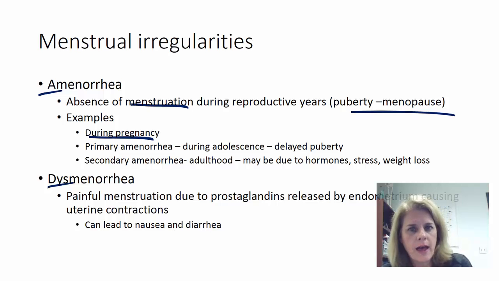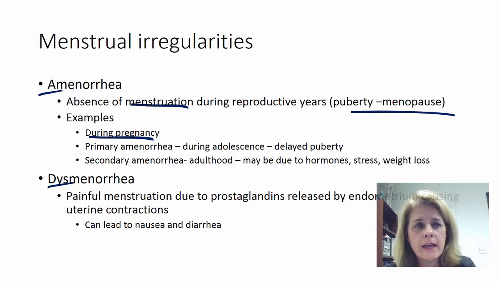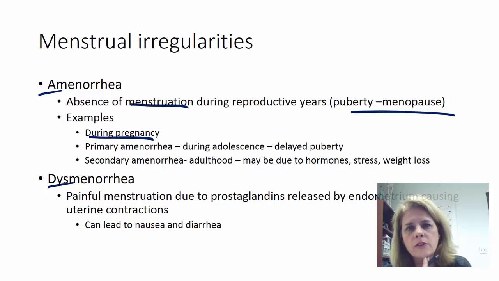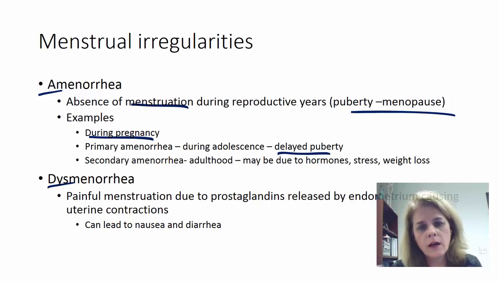Primary amenorrhea happens during adolescence when you should be going through puberty, but maybe you're not. So maybe puberty is delayed. It could be a hormonal problem. A lot of girls who play sports are very athletic. They don't have a lot of body fat. Remember we talked about leptin? So sometimes that's a sign. If you're not starting your period by 14, 15 years old, you need to get checked out. Possibly something going on there, something delayed, something abnormal. Maybe not, but go ahead and check.